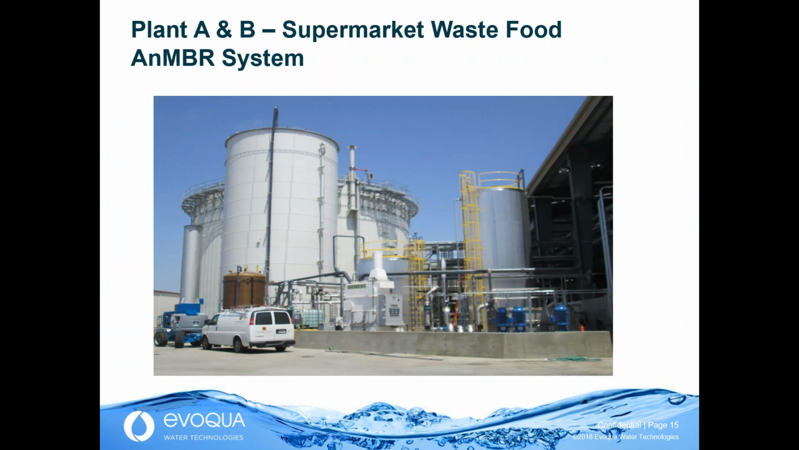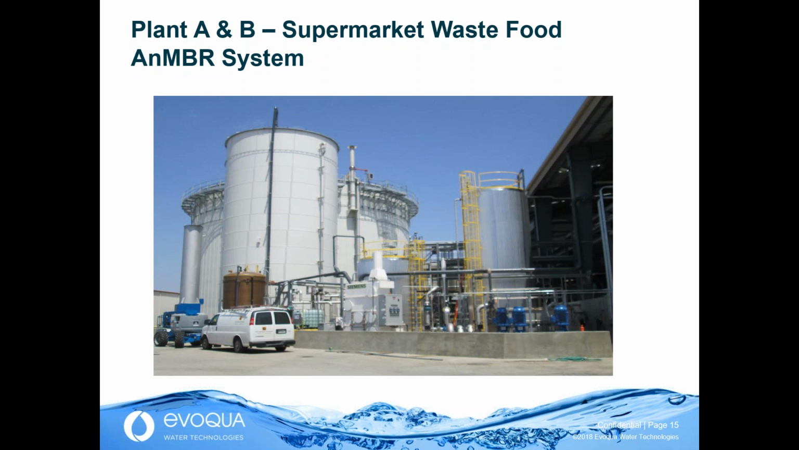So the next are 2 plants, plant A and B, we'll call them. These are for supermarket food waste. We've installed 2 anaerobic MBRs that treat supermarket food waste. When food from grocery stores can't be sold or donated, it gets returned to distribution centers, and then they have to deal with it.